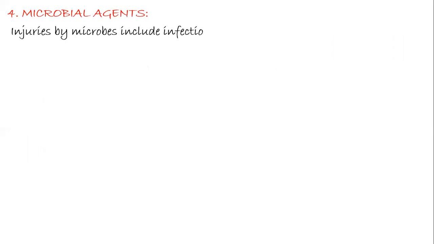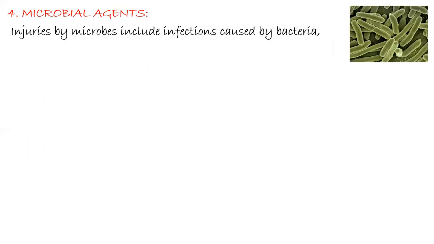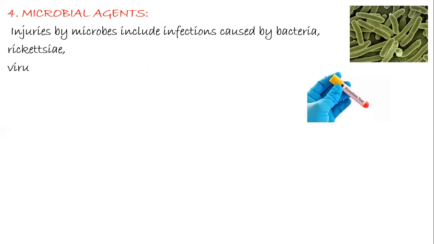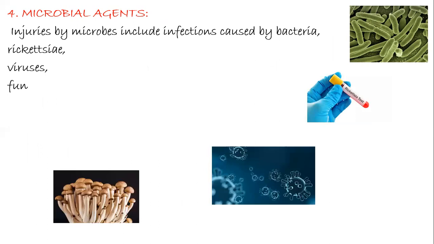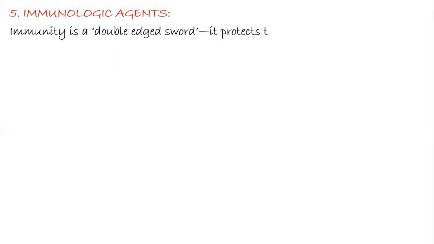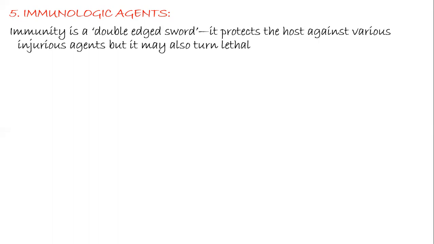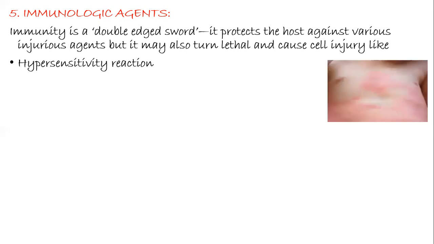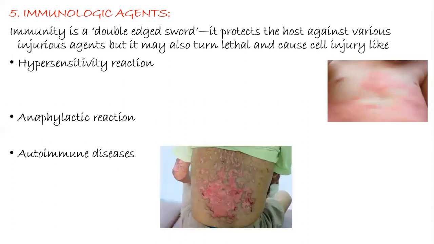Next cause is the microbial agents. Injuries by microbes include infections caused by bacteria, by rickettsia, by viruses, by fungi, by protozoa, metazoa, and other parasites. Immunological agents also are responsible for causing cell injury. Immunity, we can say, is a double edged sword. It protects the host against various injurious agents, but it may also turn lethal and cause cell injury like hypersensitivity reactions, anaphylactic reactions, and autoimmune diseases.